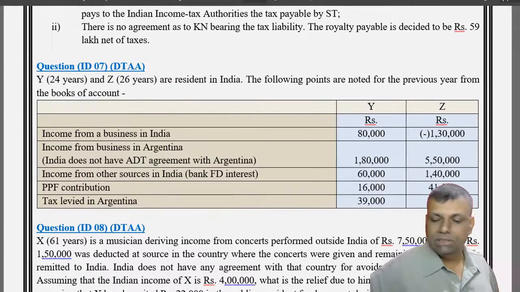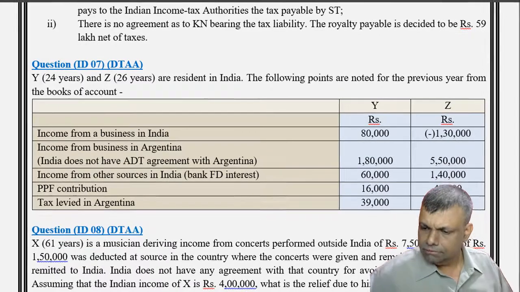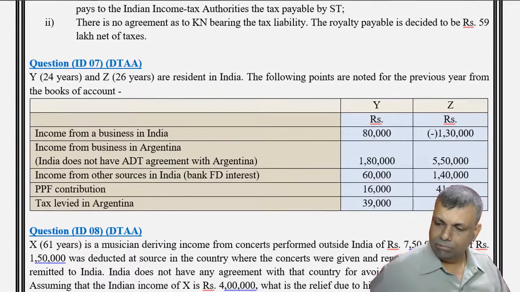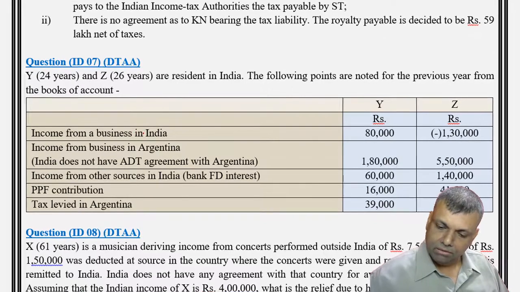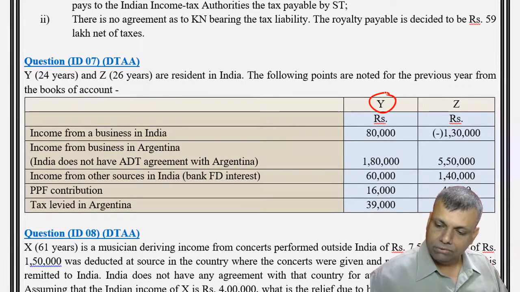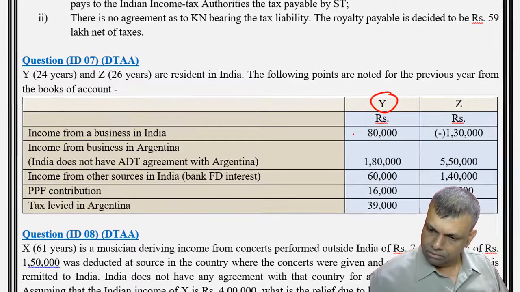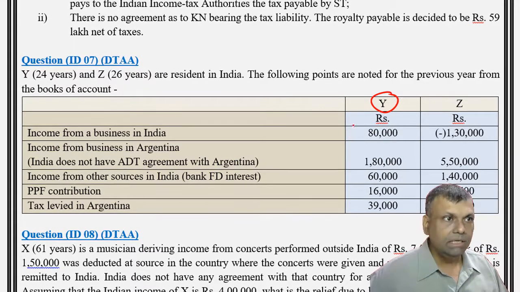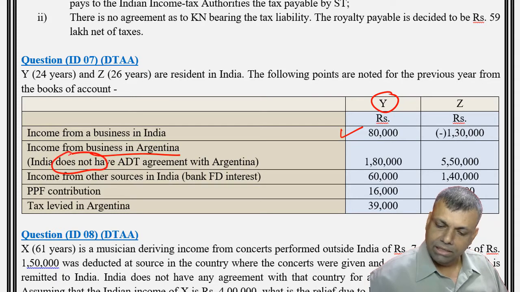Okay, that was a simple and straightforward question, so we can do it in the fastest possible way. However, for Mr. Z, we will have to do a little bit of extra discussion. Now see, I'm first of all discussing Y. First I'll finish Y and then I will take up Z. So for this Y, Indian income out of business is 80,000. Income from business in Argentina, and India does not have a DTAA.